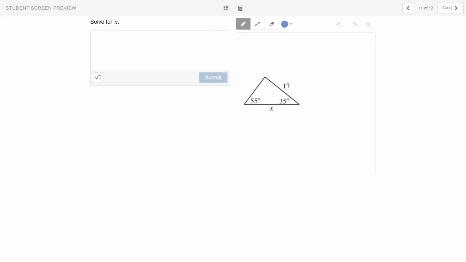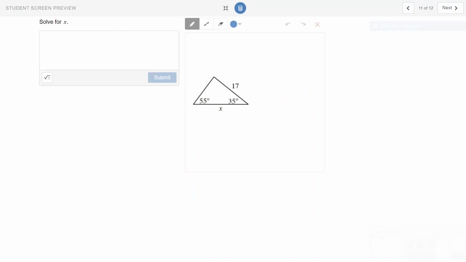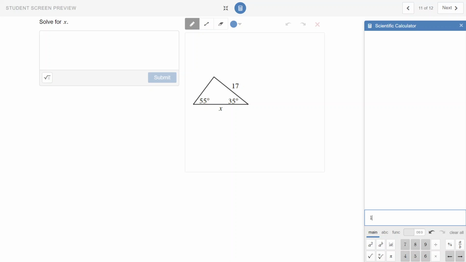Number 11. Is it a right triangle? Well, let's check. The angles in a triangle add up to 180. We know that one of them is 55. Let's subtract that. One of them is 35. Let's subtract that. That actually leaves us with 90, which means this is actually a right triangle. Which means we can use normal sine, cosine, or tangent here.